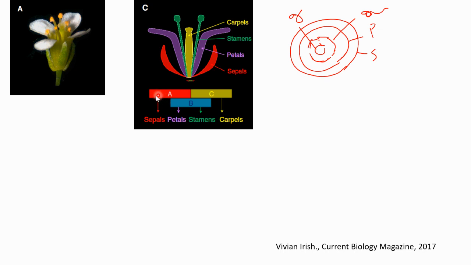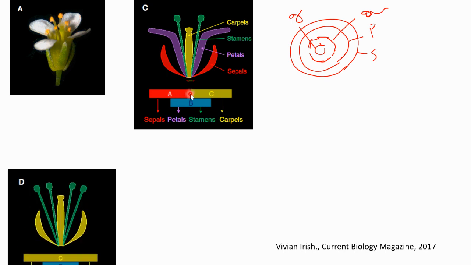You have to imagine that these are going from the outside to the inner side. A plus B, two genes together, lead to the formation of petals. B plus C leads to the formation of stamens, and C alone is capable of forming the carpel. Another interesting part is that A inhibits C and C inhibits A.